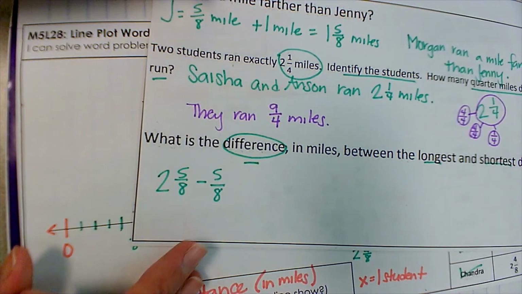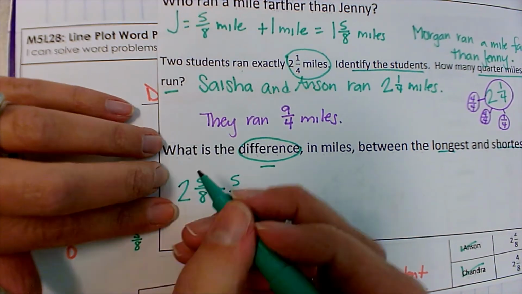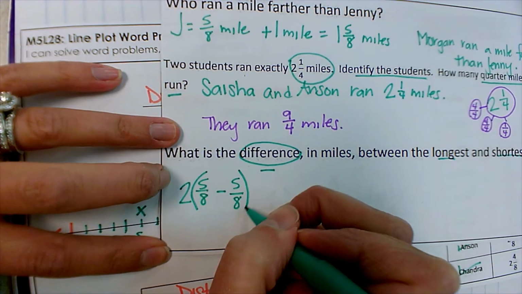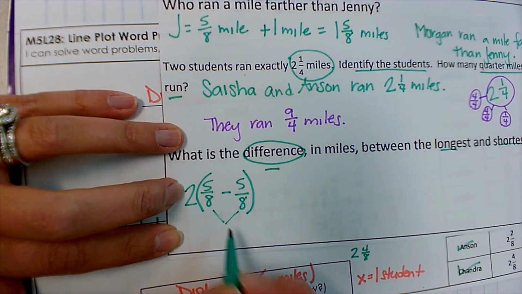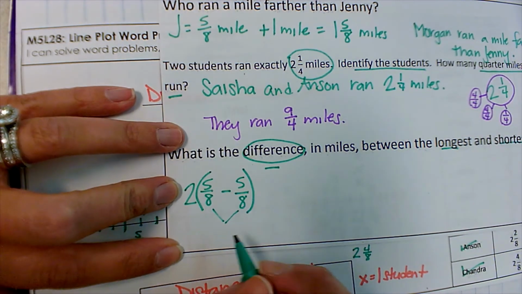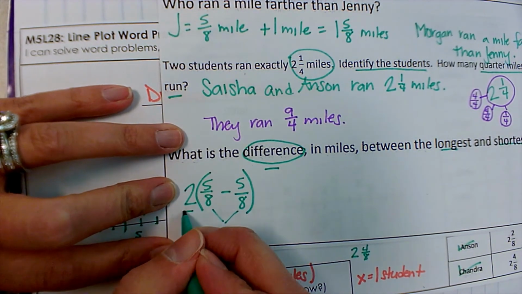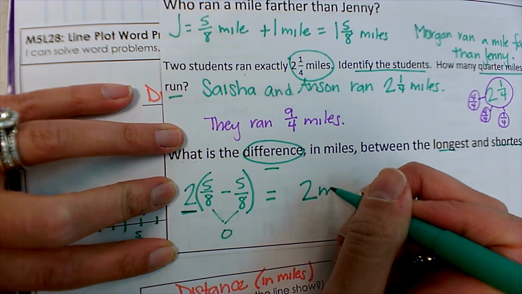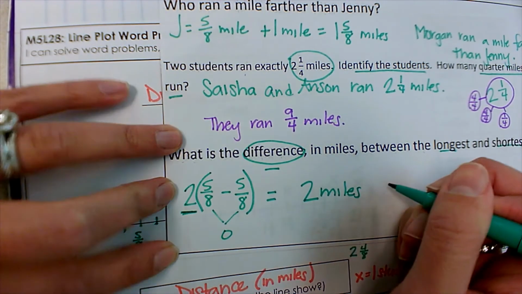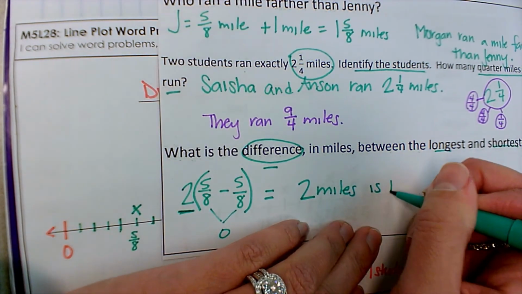Well, look how lovely that turned out for us 4th graders. I can see that, oh, right here, these two like to associate together and group. So I can do 5/8 minus 5/8, and I know that's 0. And so what's left is right here, and that equals 2 miles is the difference.